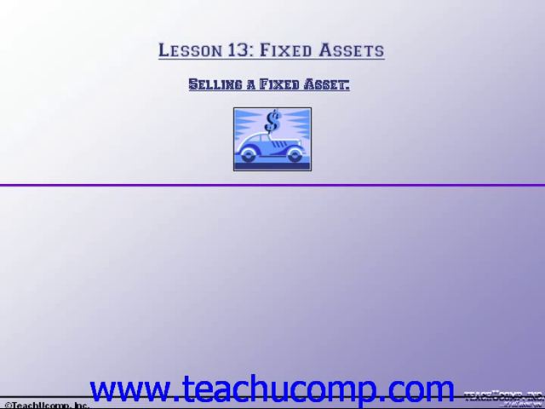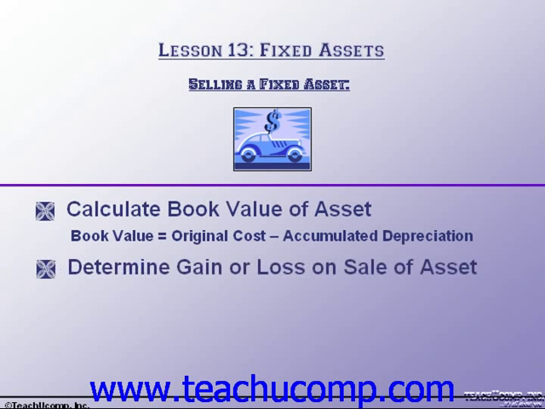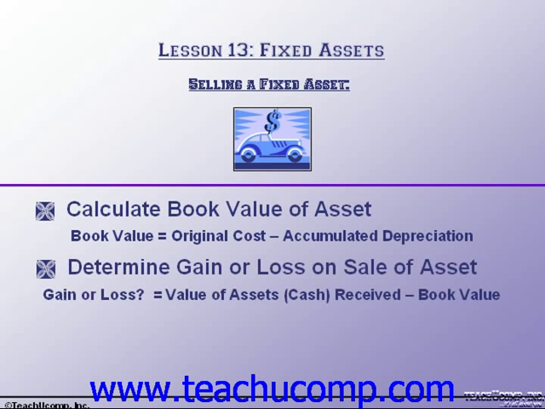First, you will need to know the book value of the asset that you are going to dispose of or sell. This is calculated by taking the original cost of the fixed asset and subtracting the accumulated depreciation of the asset. You can then determine the gain or loss on the sale of the asset by taking the value of the assets received, usually cash, and subtracting from that number the book value of the asset sold. The result of this calculation is the gain or loss on the sale of the asset.